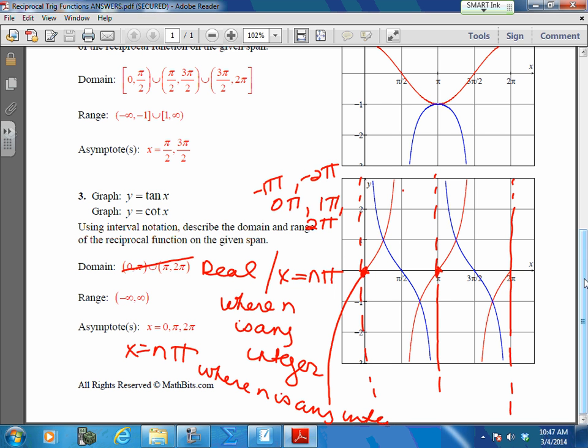Okay, so we're okay on that one? All right, so let's see what happens now when we have a secant with a transformation in it.